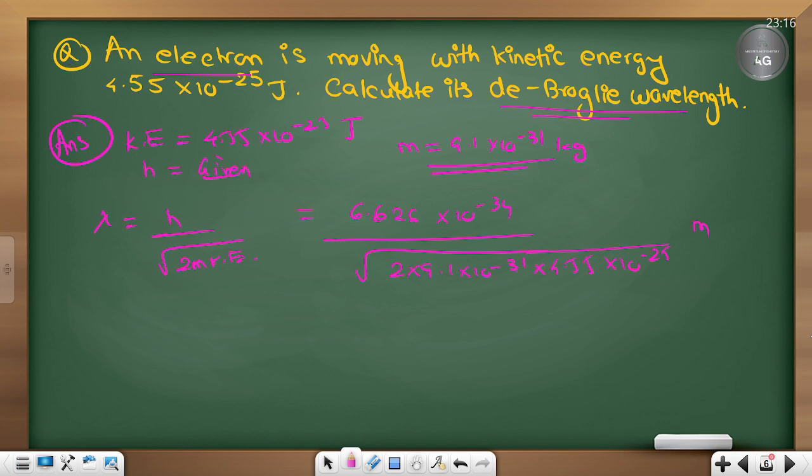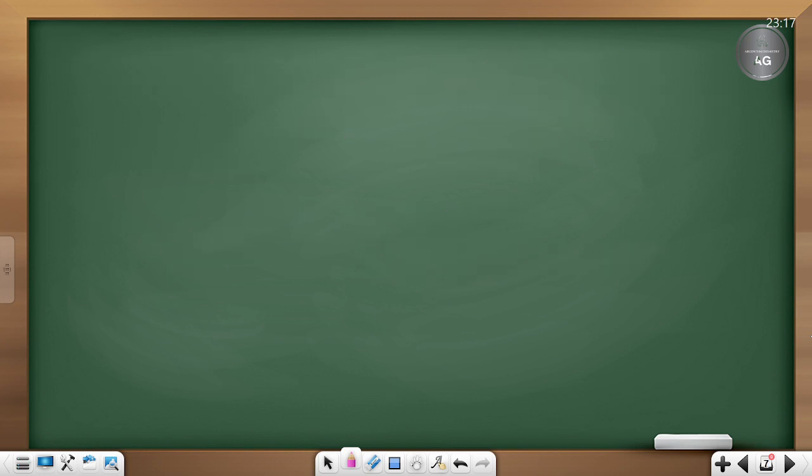Clear? So from the question, K is given, h you already know. Remaining, the mass is given because electron is given. Electron's mass you all know. So you are going to put the value of mass and you are going to get the answer. Understood or not understood? Done? So that ends this part.